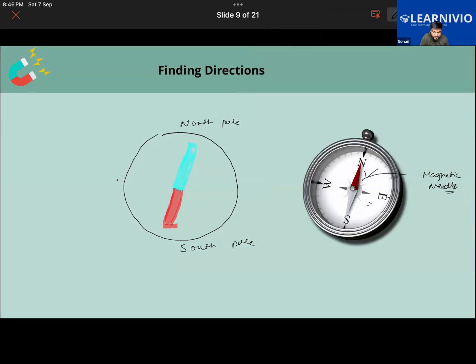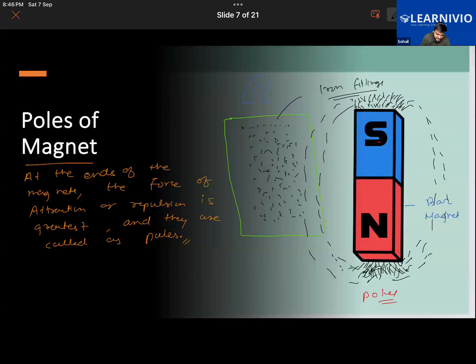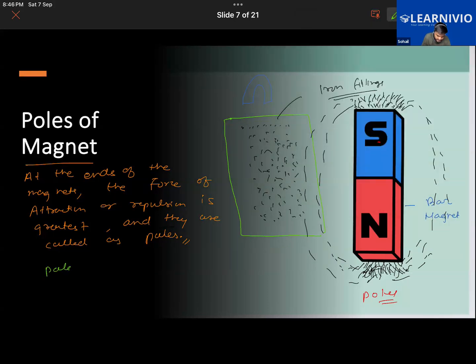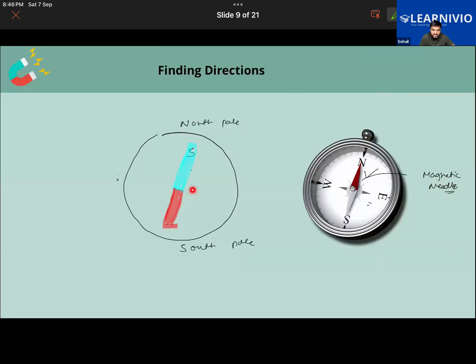This is the south pole of the magnet. As you know, a magnet has two poles, namely the south pole and the north pole, right? The poles of a magnet are the south pole and the north pole, right, Salman and Halima? Yes, sir.